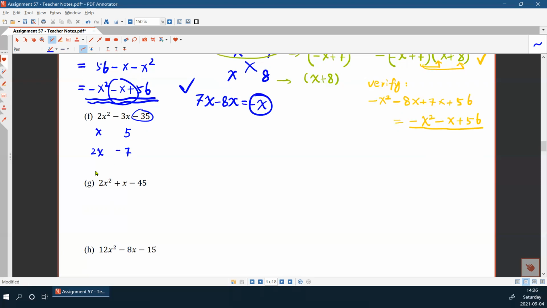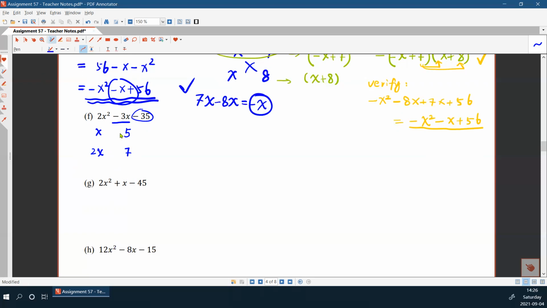sign. So if we put a negative sign here, we will get 10x subtracted by 7x, which is 3x. 3x is not the term here, right? The term here is minus 3x. So in this way, it is not working.